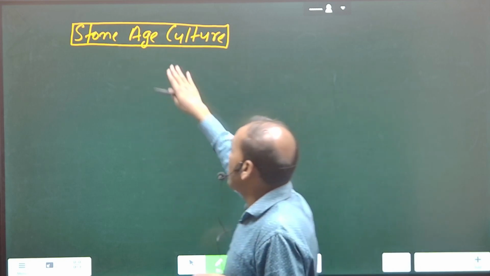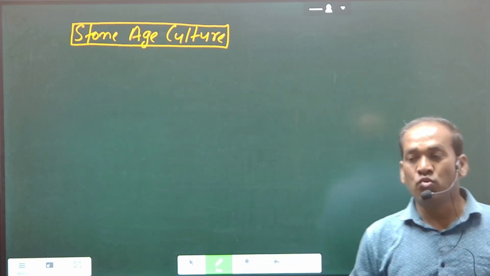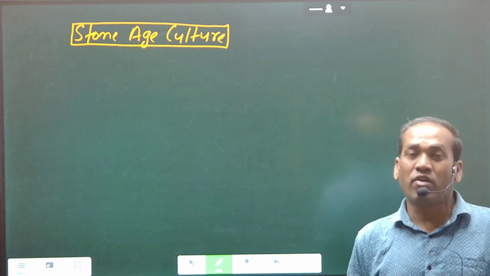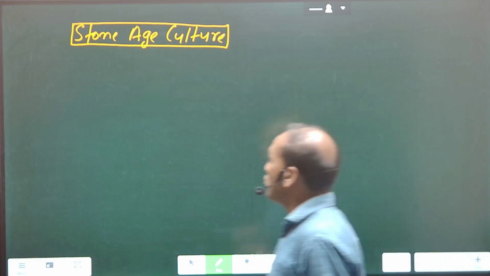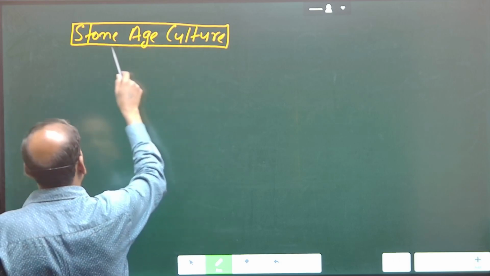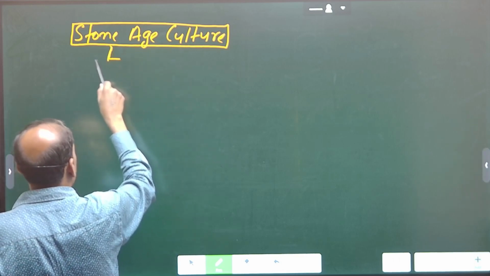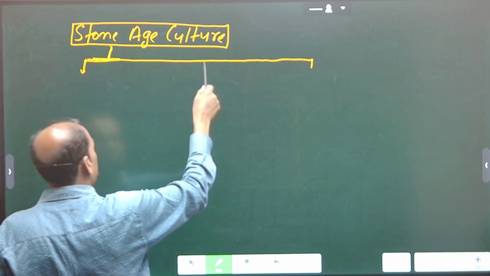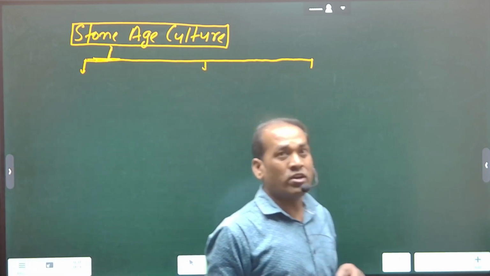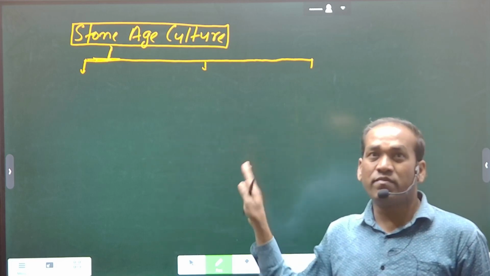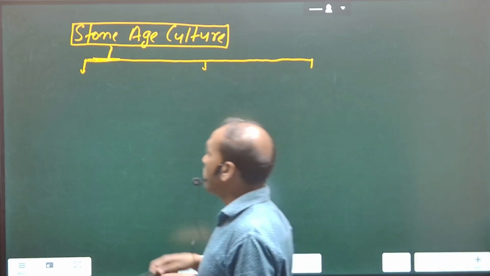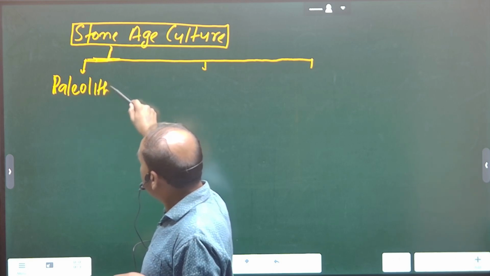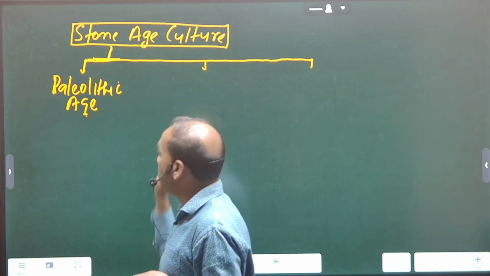You can say that Stone Age culture existed in India. Now here is Stone Age culture. In order to study the Stone Age culture, it is broadly divided into three main parts. The first part is the Paleolithic age.